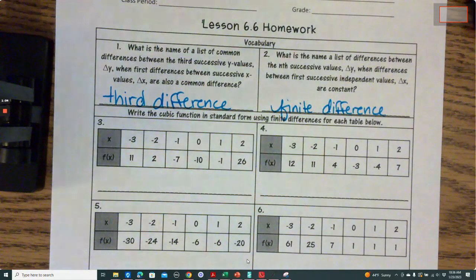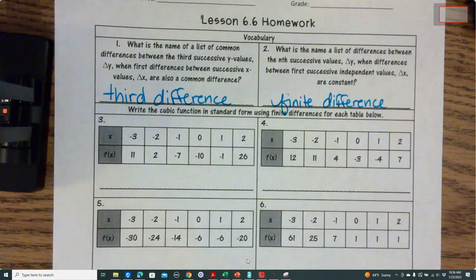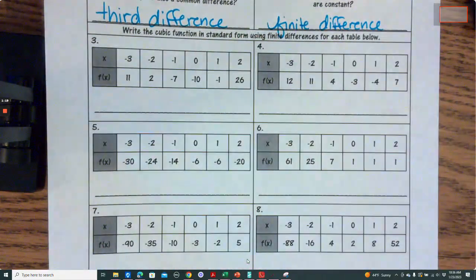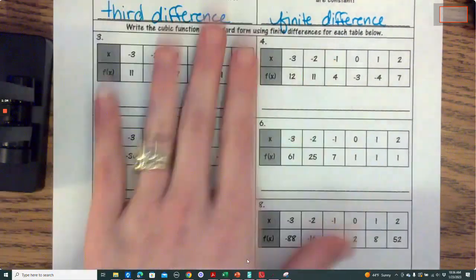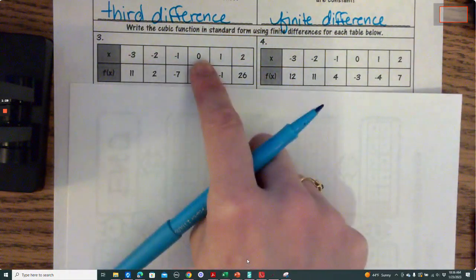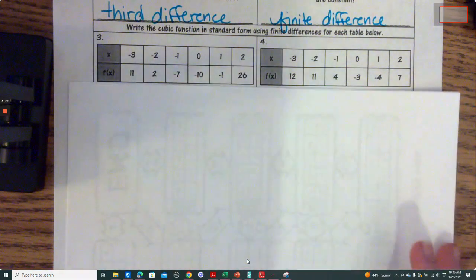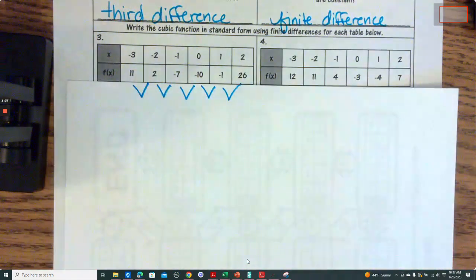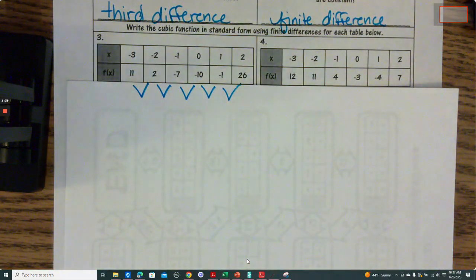All right. So to write these out, you are going to need your notes from Friday completed to be able to do this, because it's a process. So what we're going to do is write the differences. I think the change in x is always 1. But we've got to find the changes in y. So remember, you work backwards.